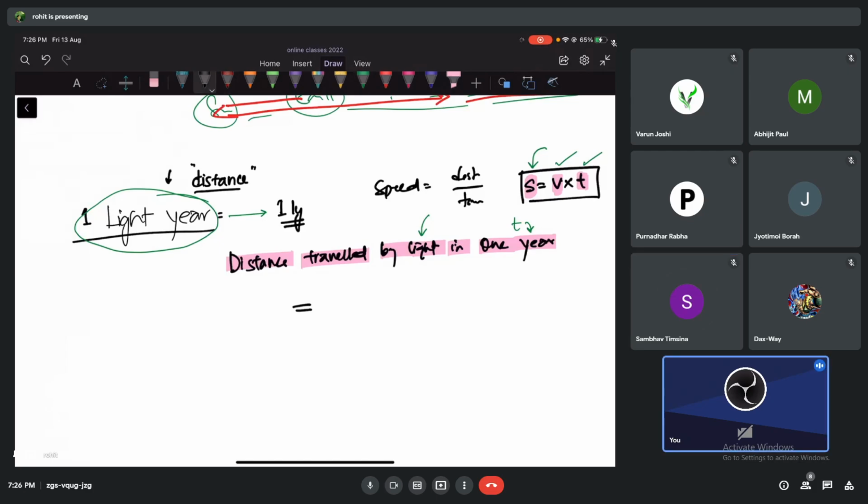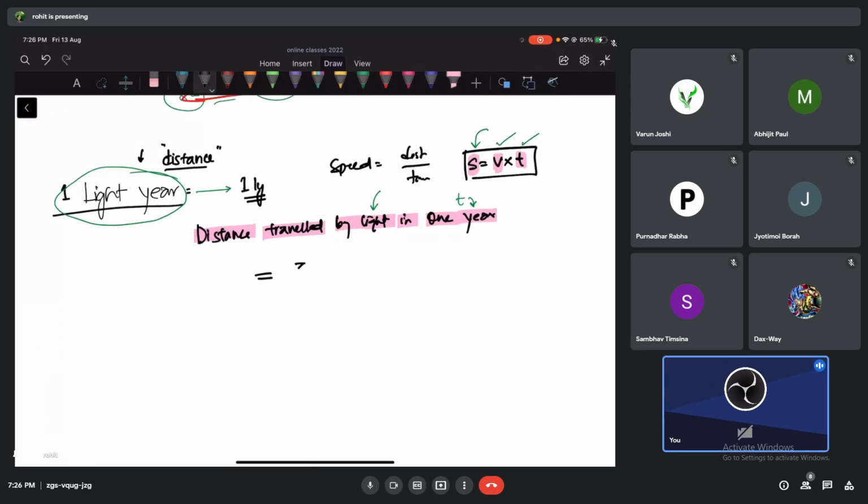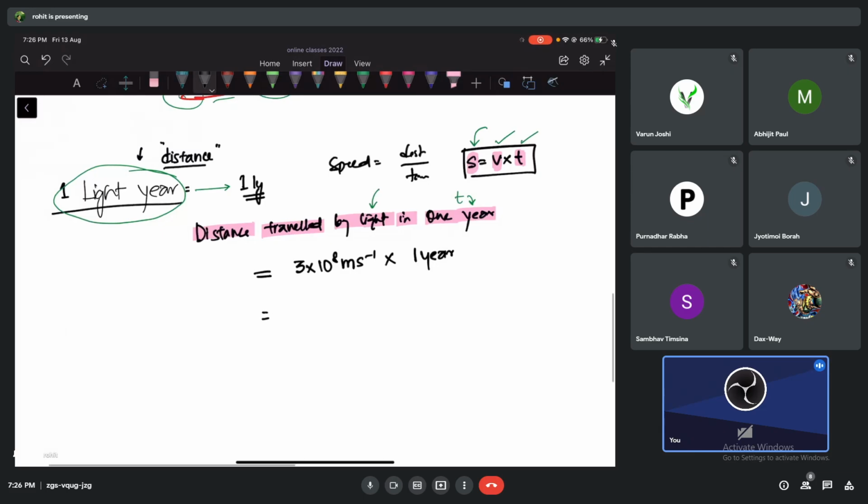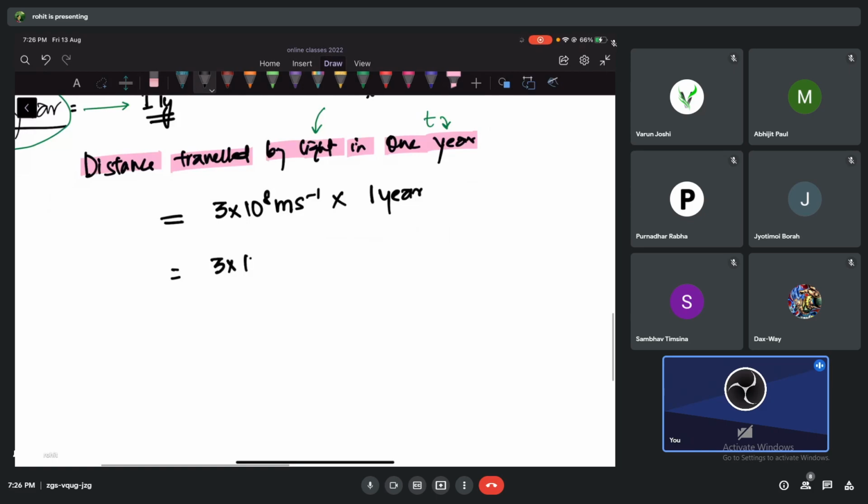So how do we calculate this? The speed of light is 3 into 10 to the power 8 meters per second, and the time is 1 year. Obviously I cannot multiply them, because they don't have the same units of time, so I'm going to convert. 3 into 10 to the power 8 meters per second into 1 year. 1 year is 365 days, every day is 24 hours, every hour is 60 minutes, and every minute is 60 seconds. So finally I've converted everything into seconds, and the seconds and the second inverse get cancelled.